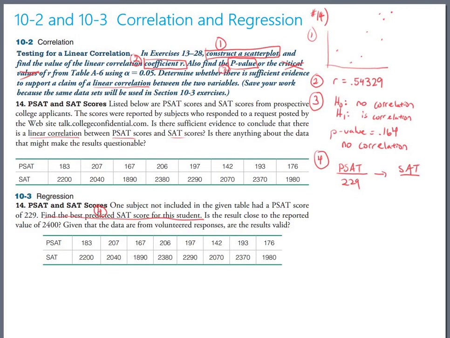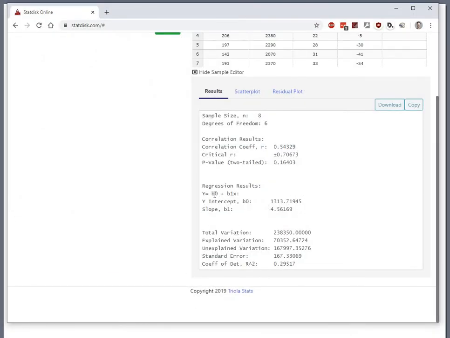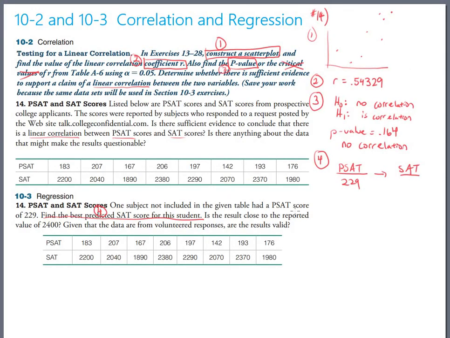If you look at StatDisk, you'll notice here it gave you that y equals and a number. It gave you the equation of the line. So you have an equation. You could plug 229 into that equation. But steps 1, 2, and 3 all told us that's not going to be a good prediction. There's no meaningful relationship between PSAT scores and SAT scores.